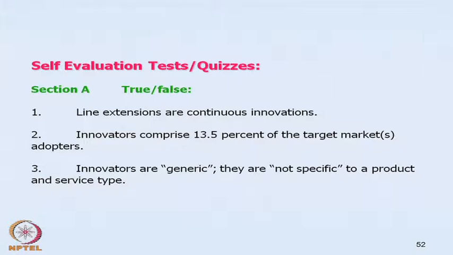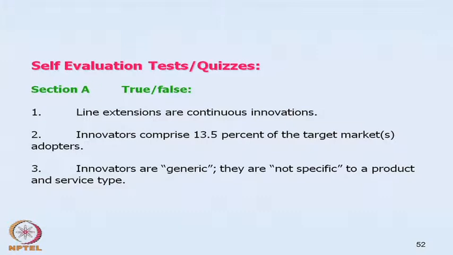Section A, true or false. 1, line extensions are continuous innovations. Is it a true or a false statement? This is a true statement. 2, innovators comprise 13.5% of the target market adopters. True or false? This is a false statement. They do not comprise 13.5%. They just comprise about 2.5%.